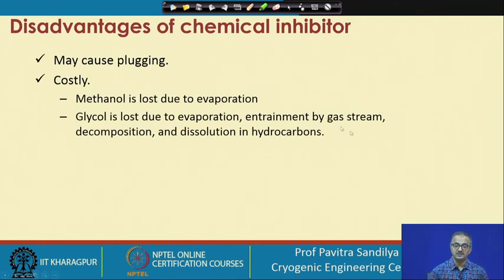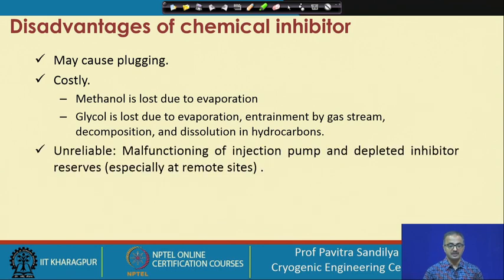Now, the disadvantages of these chemical inhibitors are that the inhibitors themselves can cause plugging and they are costly. Methanol is lost due to evaporation, and glycol is lost not only due to evaporation but also by entrainment by the gas stream, by decomposition or by dissolution in the hydrocarbons. So, these are the disadvantages of the chemical inhibitors.